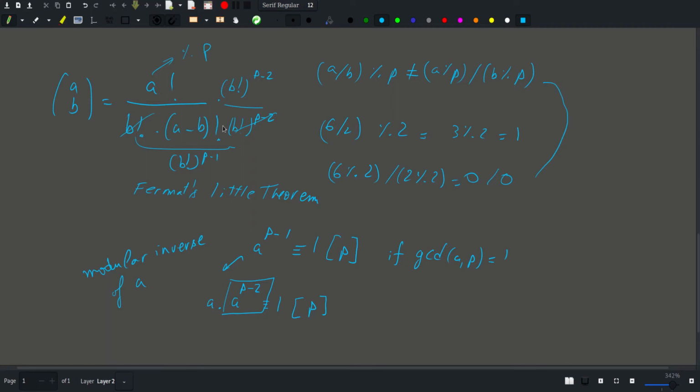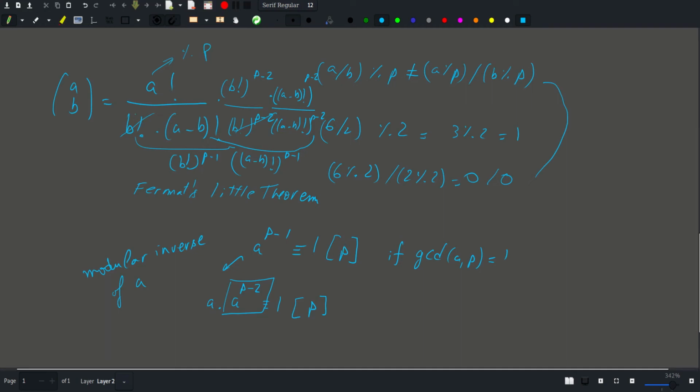And we can actually do the same thing with (A minus B) factorial. So if we multiply this by (A minus B) factorial raised to the P minus 2, both to the numerator and the denominator, we will get (A minus B) factorial raised to the P minus 1. And this also is congruent to 1 mod P.